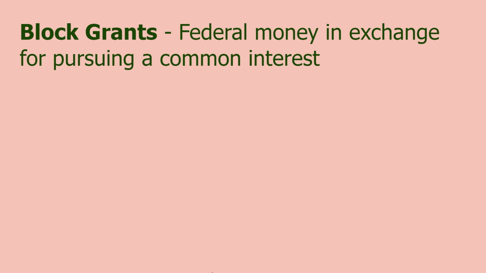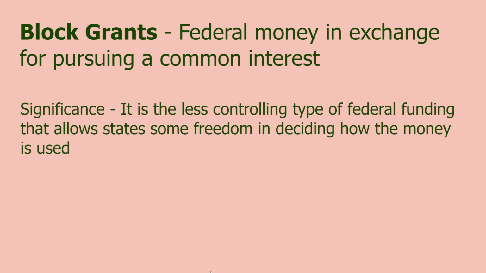Block grants: federal money in exchange for pursuing a common interest. It is the less controlling type of federal funding that allows states some freedom in deciding how the money is used. So basically, the federal government will give money to the states and they say, I want this to be used to better education, or I want this to be used to promote, I don't know, healthcare or something. And the states have more autonomy over how they use that money to achieve that goal.